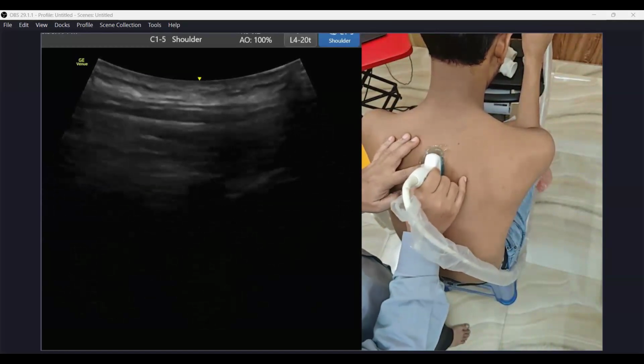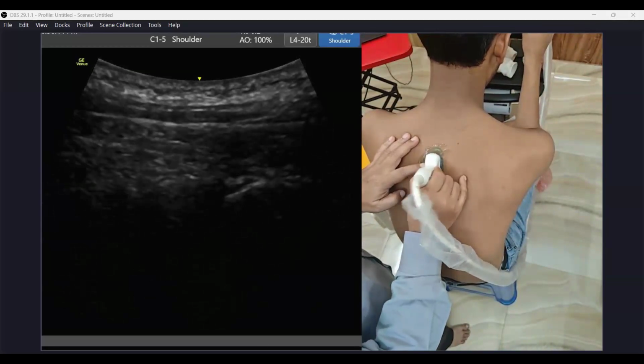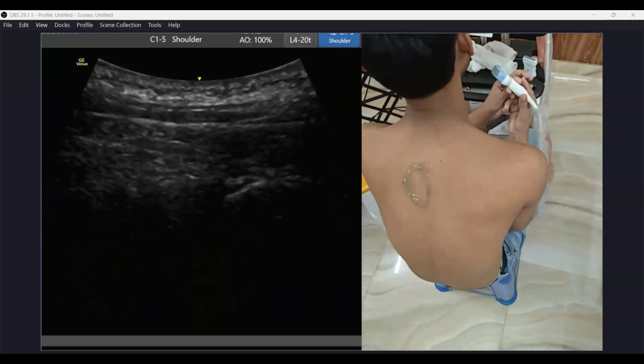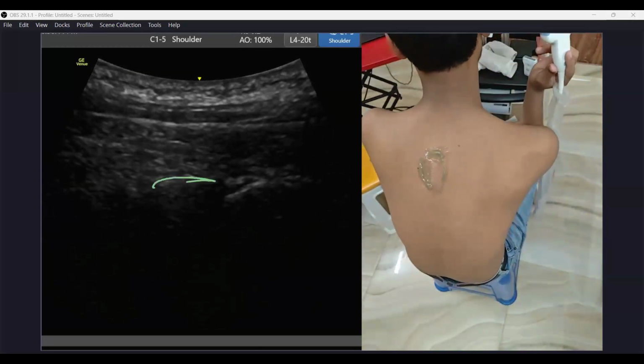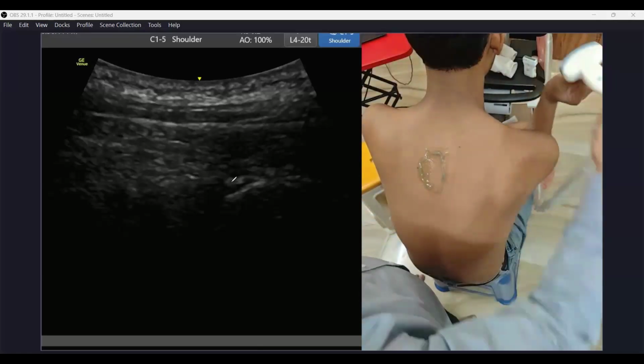Okay, so this part is lamina. I think you can perceive. Okay. So there is some gap. So this is the lamina. Now comes the fourth picture.